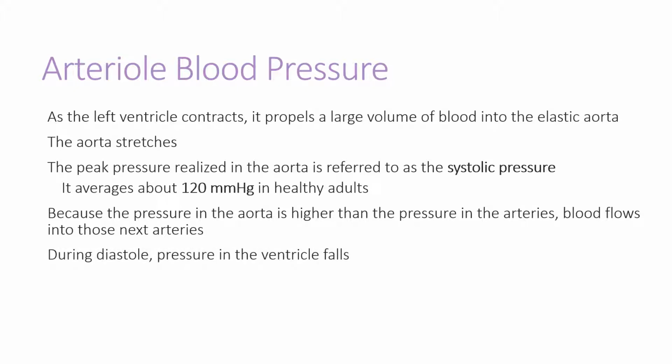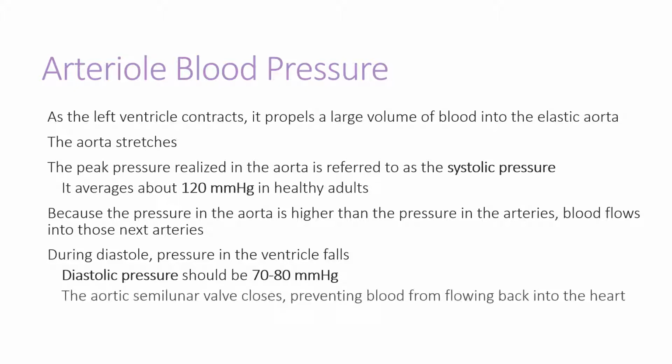During diastole, pressure in the ventricle starts to fall drastically. The pressure in the aorta at this time is represented by our diastolic pressure, which should be somewhere between 70 and 80 in healthy adults. Even though this number is lower than what we saw in systolic pressure, it is higher than what's happening in the ventricle of the heart. To prevent blood from flowing from the aorta back into the ventricle, the aortic semilunar valve slams shut.